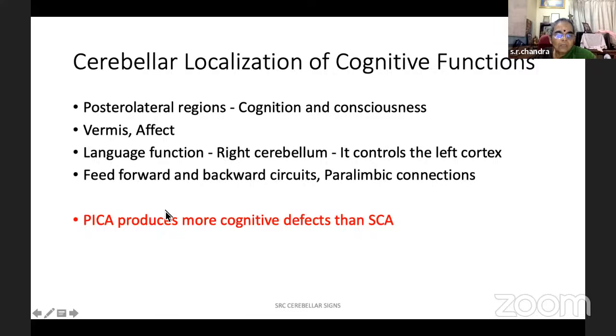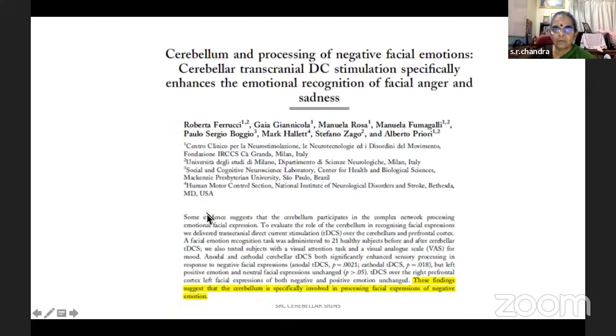Because the posterior cerebellum is the cognitive lobe, we saw the homunculus where the head and neck is in the posterior lobe of the cerebellum or the neocerebellum. Because of that, the superior cerebellar artery, which is supplying the anterior lobe, does not produce cognitive deficits. But vascular disease involving the posterior lobe of the cerebellum produces more cognitive deficits.